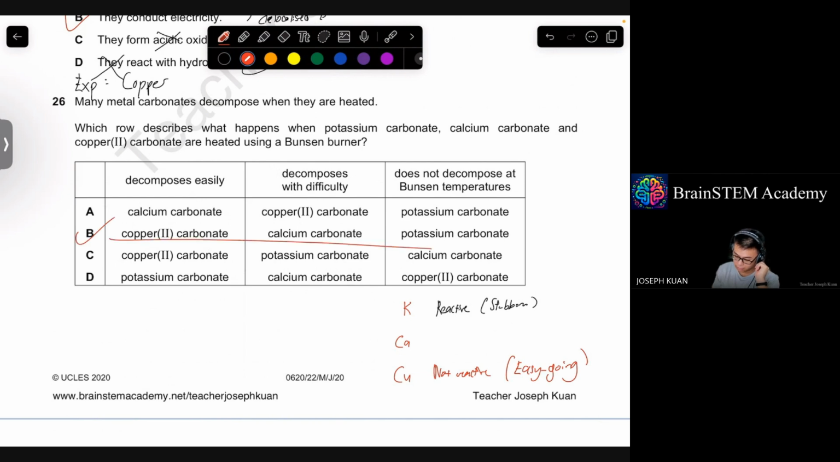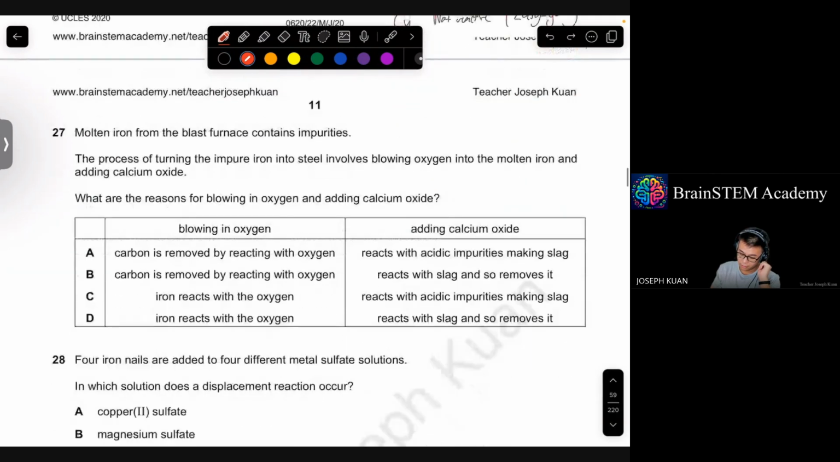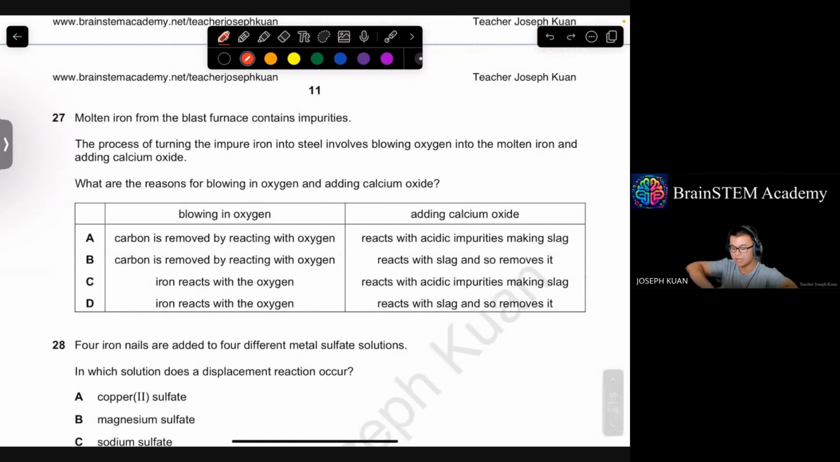So calcium is somewhere in the middle, decomposes with difficulty, whereas potassium carbonate doesn't decompose under heating. So the answer for 26 is B. Question 27. Molten iron from the blast furnace contains impurities. The process of turning the impure iron into steel involves blowing oxygen into the molten iron and adding calcium oxide. What are the reasons for blowing in oxygen and adding calcium oxide?